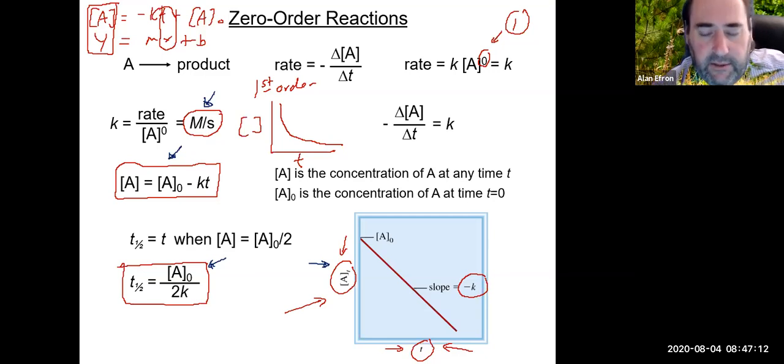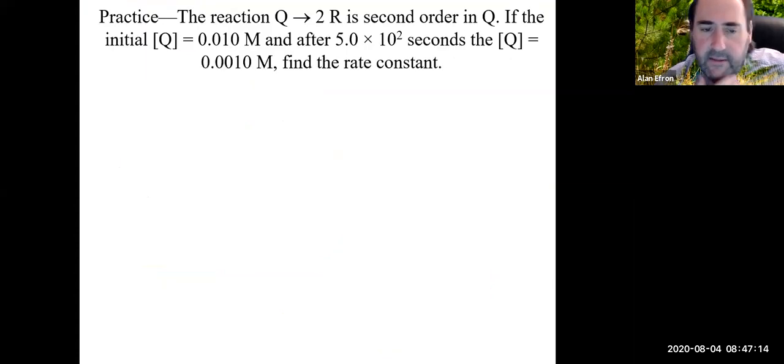Okay, so why don't you try one here and see? The reaction is second order with k. If the initial concentration is 0.01, and after 500 seconds it is 0.001, what is the rate constant? So see what you come up with on this one here. Take a minute or two.